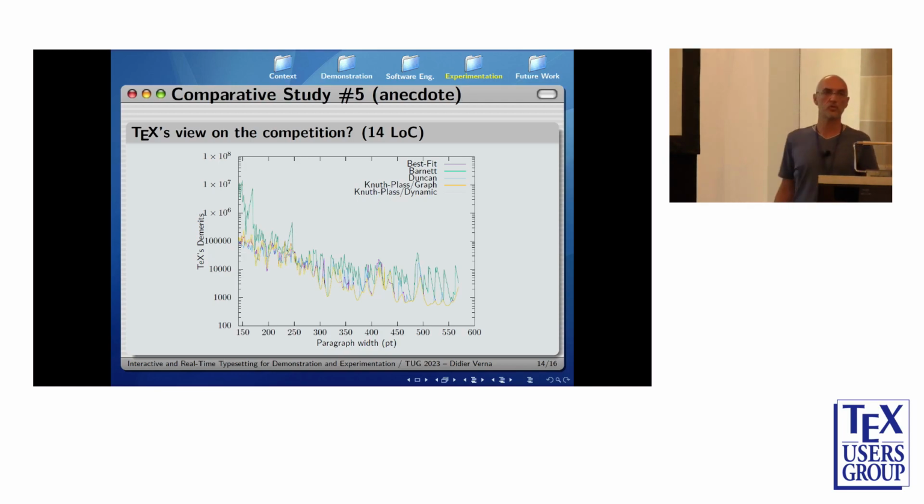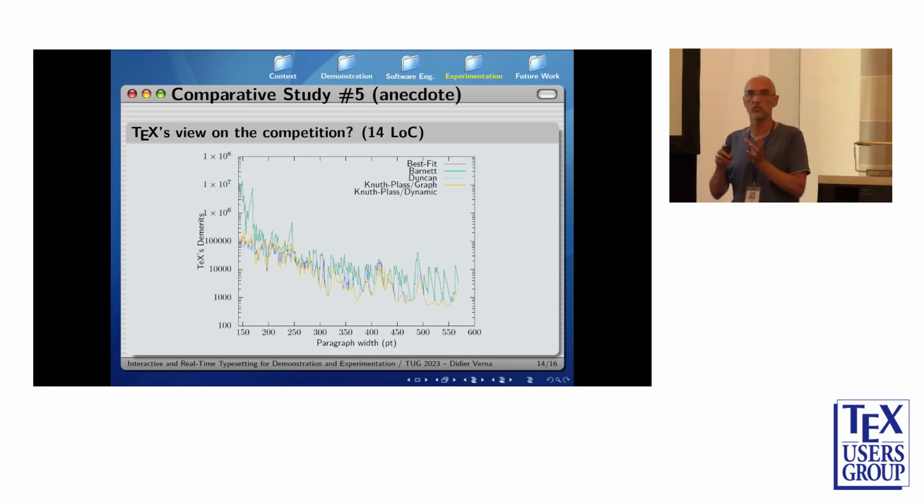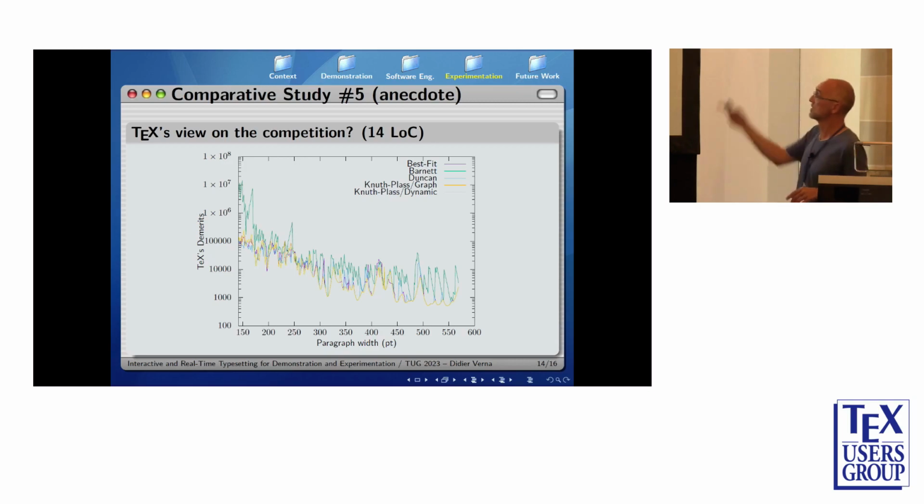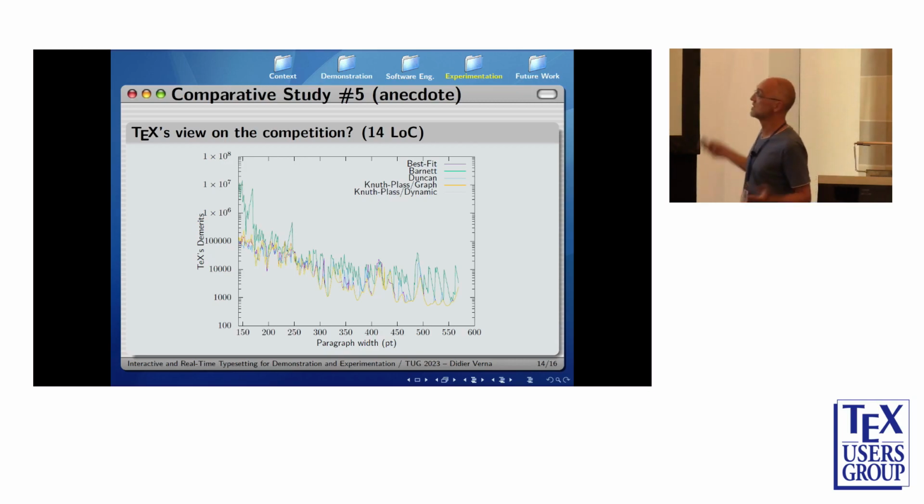So at some point, I was getting curious about TeX's view on the competition. So the idea is, if you format a paragraph with something other than TeX, what would be TeX's evaluation of the quality of a paragraph rendered by maybe the best fit algorithm, for instance. Okay, so the idea is simply to format a paragraph with any other algorithm and then compute the demerits for the paragraph in TeX terms. Okay, so this takes 14 lines of code, and this is what you get.